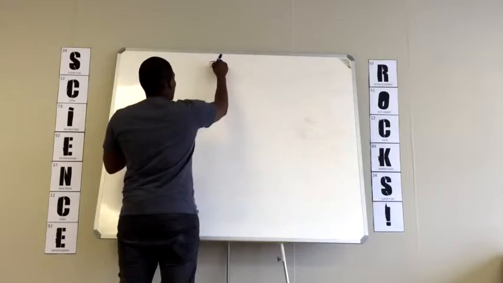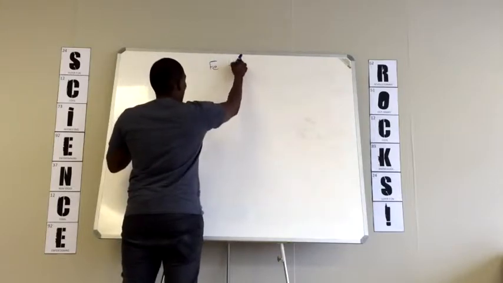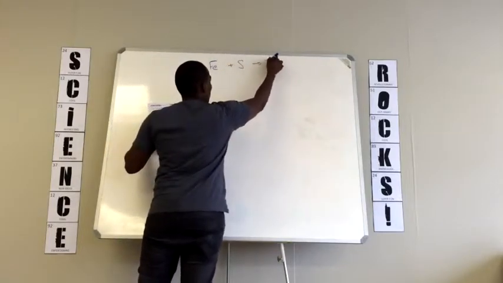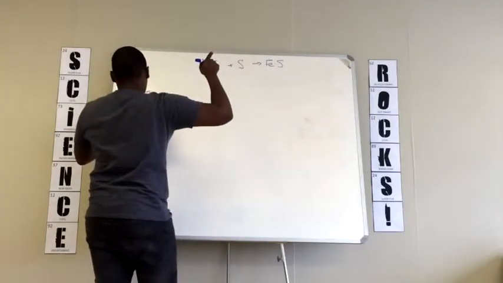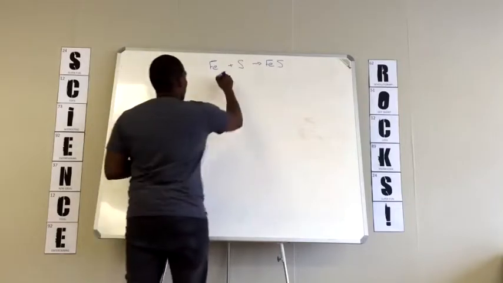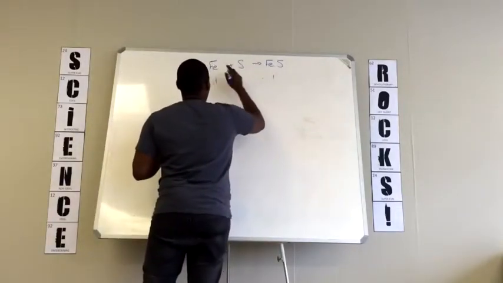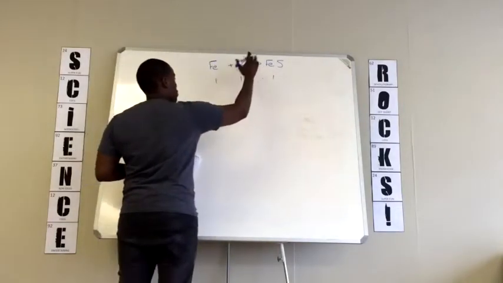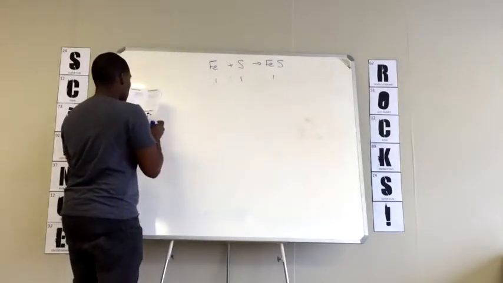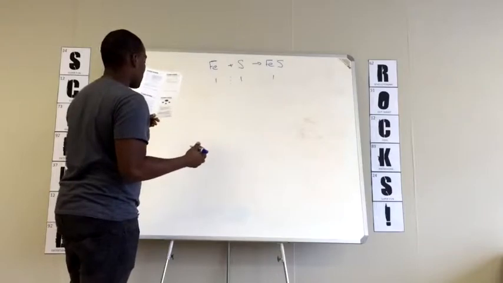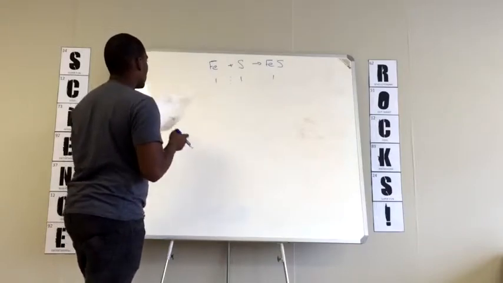So we got... is that balanced? Is that balanced? Okay. It's 1 to 1 to 1. One of this will react with one of those to produce one of those in terms of moles. Yes? Okay. Calculate which of the two substances will be used up if 20 grams of iron and 10 grams of sulfur are mixed and heated.